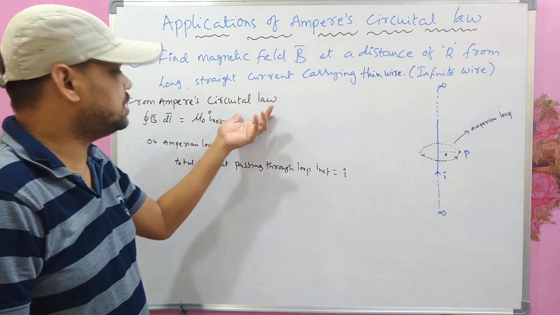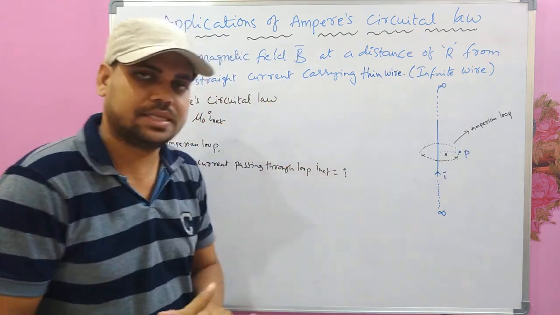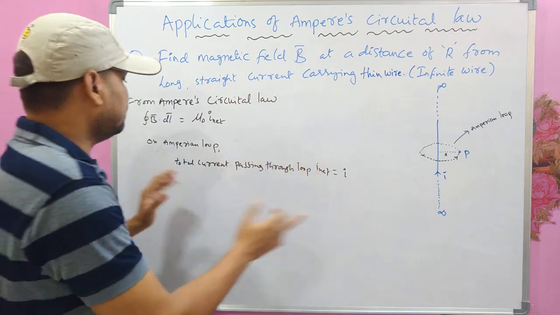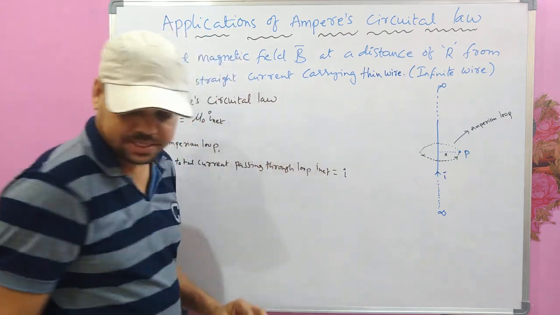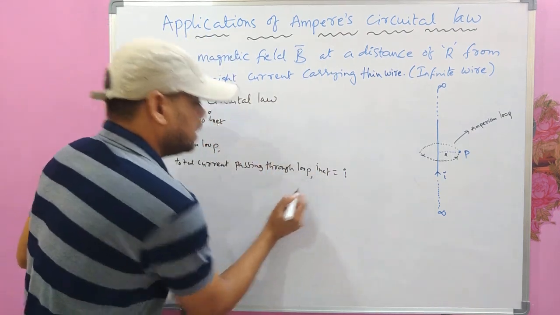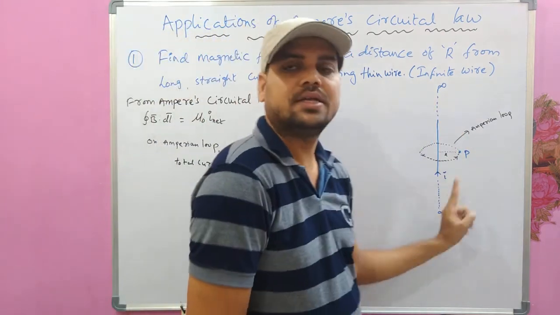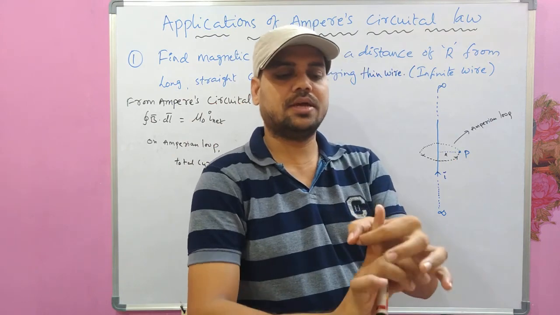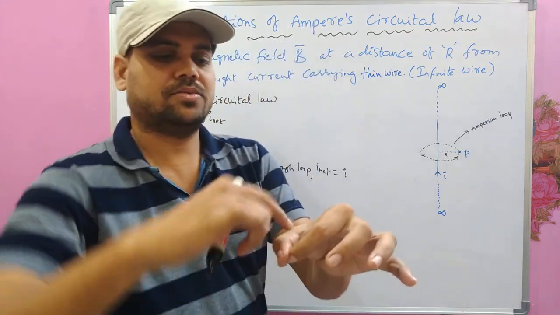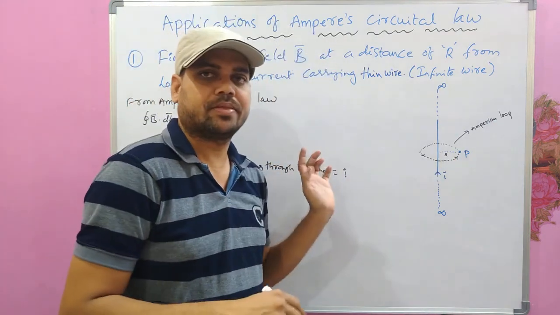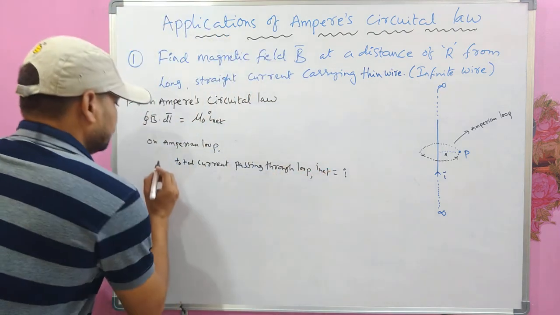So we are using this law to find the magnetic field at this point P. For that, first I am writing what is I net. I net, which is passing through the loop, is I, because we have only one current here, which is crossing the area bounded by the loop. Okay, so this is the first point.